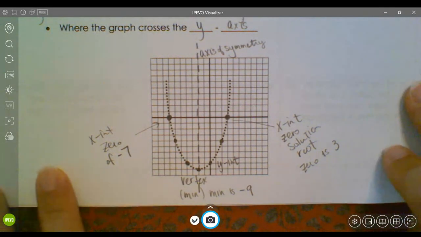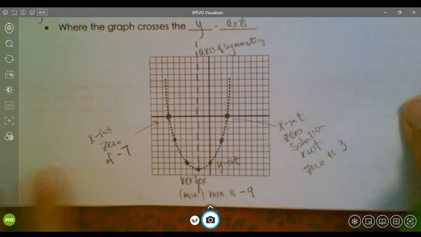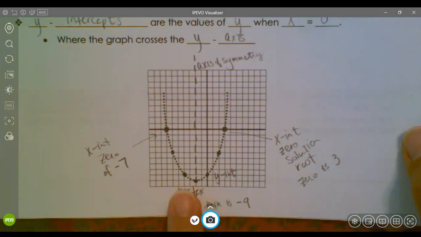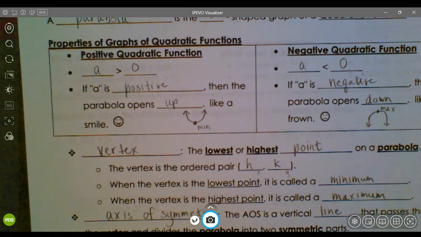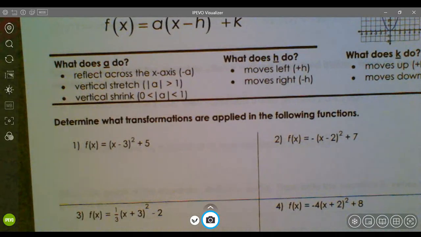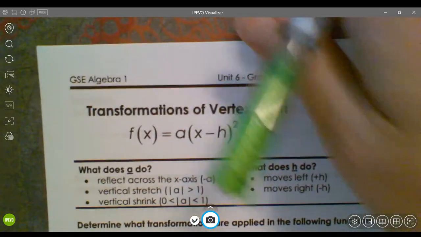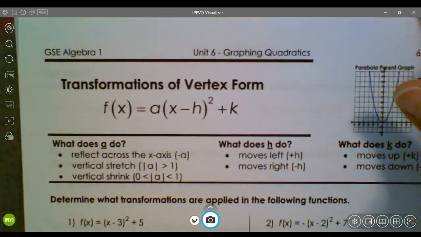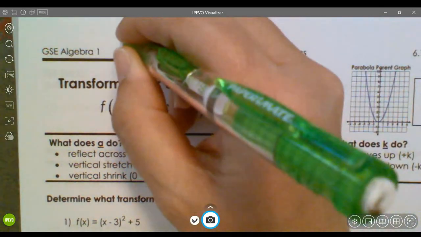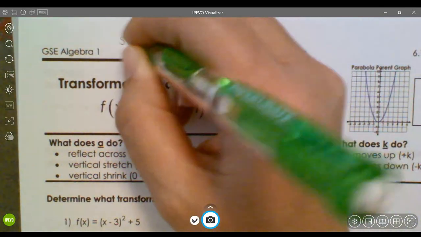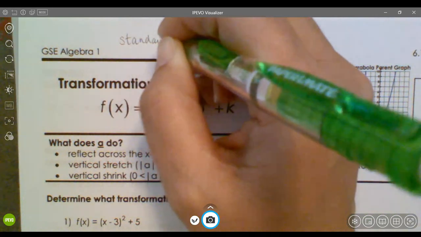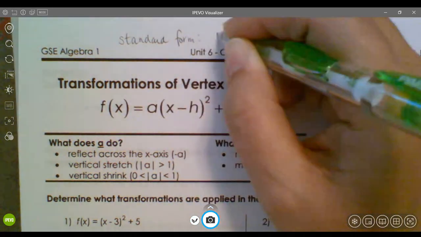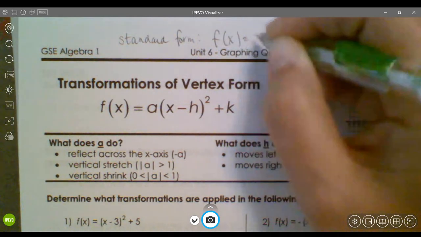Okay? So we've talked about the standard form of a quadratic. We've noted the key features in a quadratic. Now I think what I want to do is talk about the other form of a quadratic function. And that is going to be the vertex form. Okay? So if you don't mind, I'm going to remind you of what the standard form is, because there's something very important here.